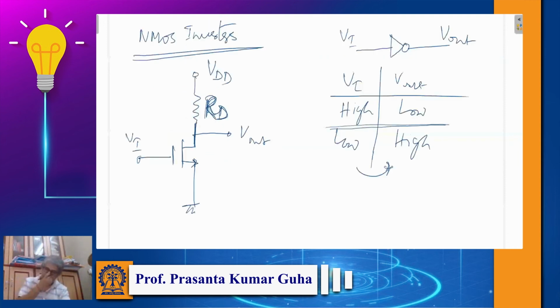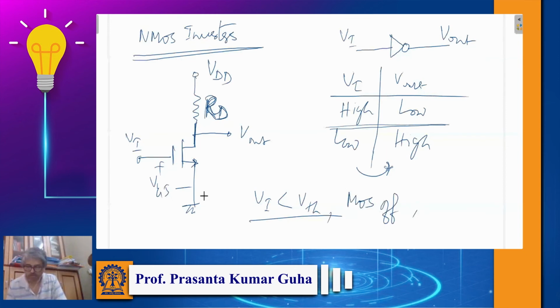So this is a typical NMOS inverter. How does the circuit work? If Vi is less than the threshold voltage, and Vi is basically VGS, the gate-source voltage, then the MOSFET is off. There is no current flowing through the MOSFET. So if we measure the voltage here, Vout will be equal to VDD.